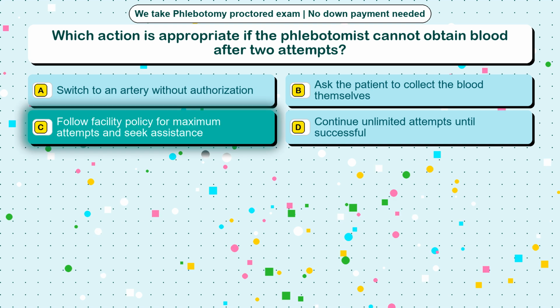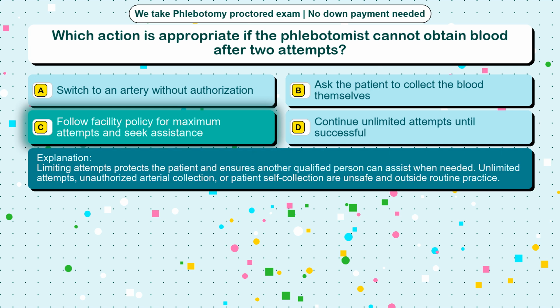The correct answer is option C. Follow facility policy for maximum attempts and seek assistance. Limiting attempts protects the patient and ensures another qualified person can assist when needed. Unlimited attempts, unauthorized arterial collection, or patient self-collection are unsafe and outside routine practice.